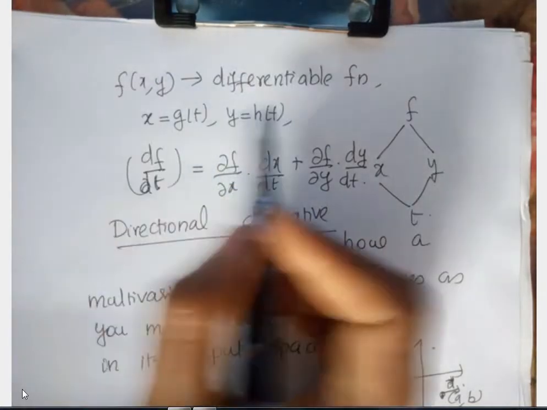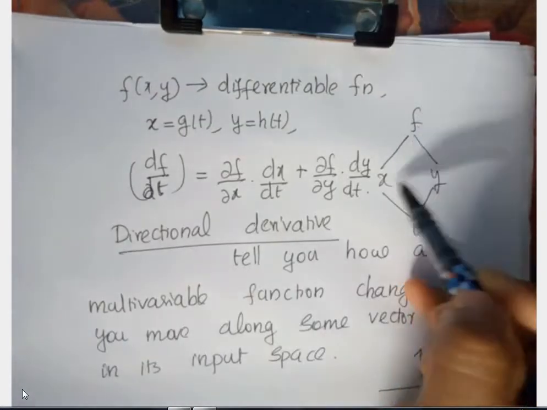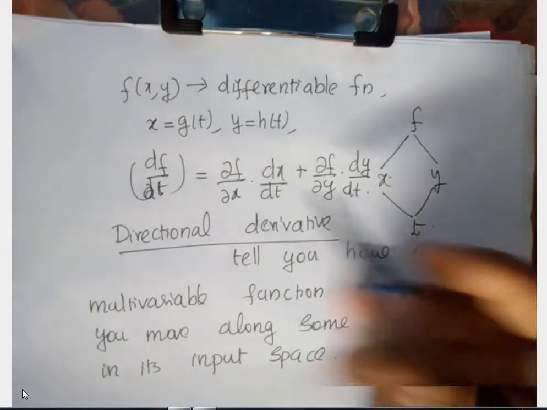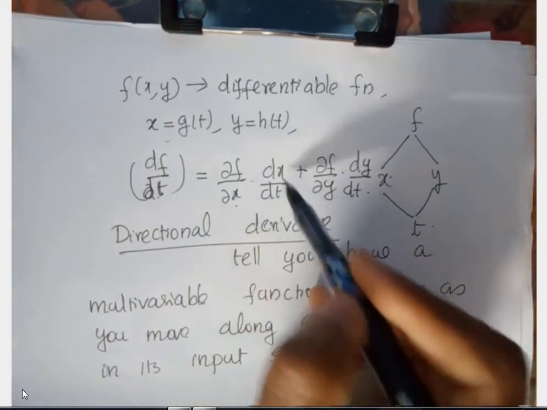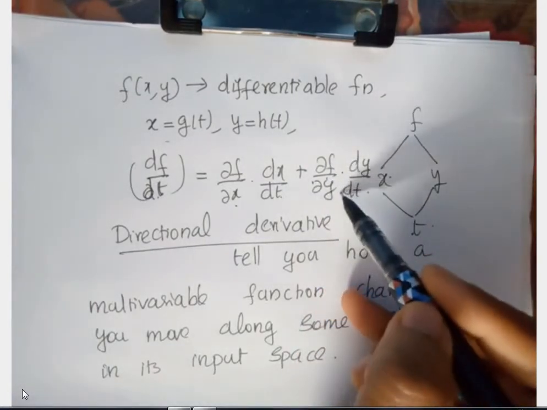Derivative means a function f of x, y is differentiable, and using the chain rule, f is a function of x and y, which are functions of t, then df by dt is defined as dou f by dou x into dx by dt plus dou f by dou y into dy by dt.